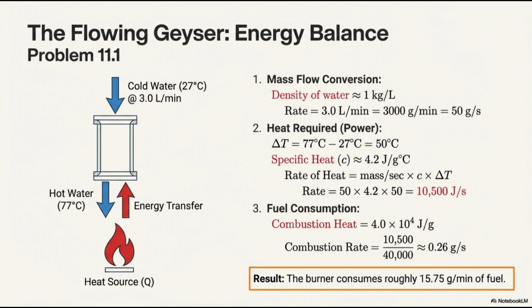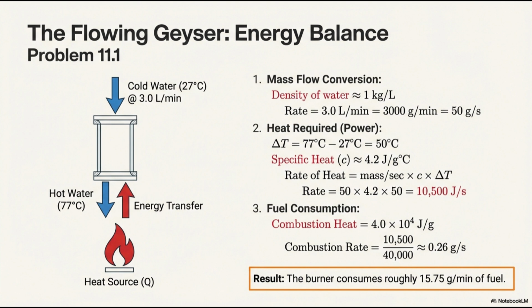Step 2. Convert flow rate to mass flow rate. The flow rate of water is 3 liters per minute. Since the density of water is 1 kilogram per liter, the mass flow rate is 3 kilograms per minute. Converting this into kilograms per second, 3 kilograms per minute equals 3 divided by 60 kilograms per second. That gives 0.05 kilograms per second.